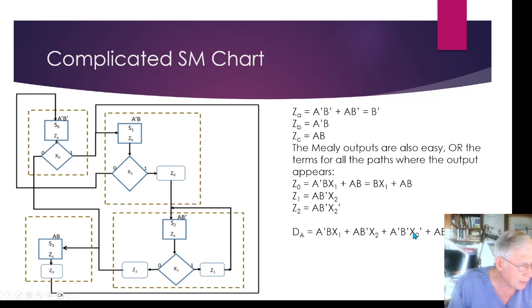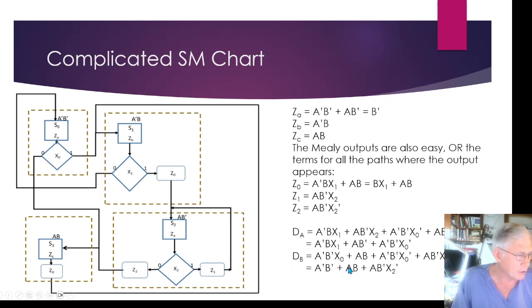A prime B prime X0 prime, that's coming from here, and AB prime X2 prime, that's coming from here. All right, and so that's our 4, and we can simplify that down to this. And then DB, we have to account for all the paths into S1 and all the paths into S3. In S2, B prime is a 0, and in S0, both A prime and B prime are zeros. So we account for the paths into S1.